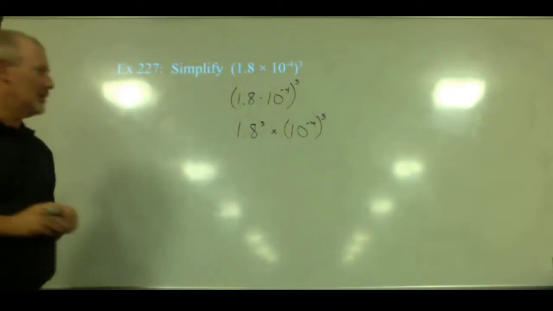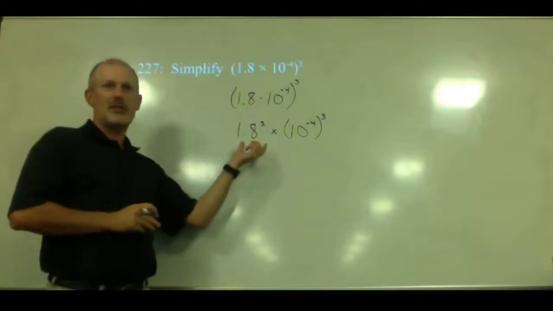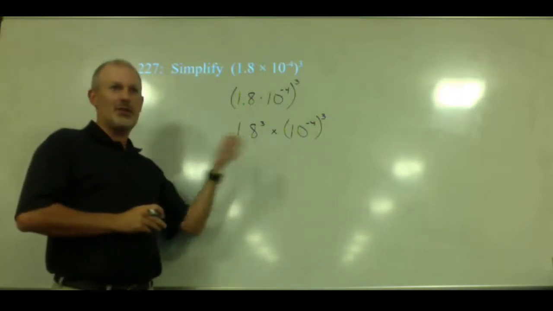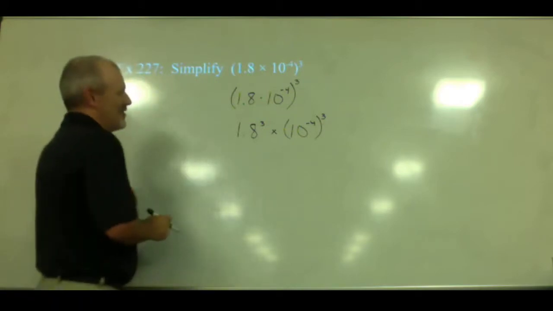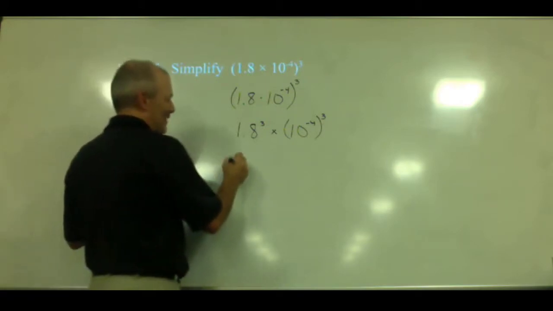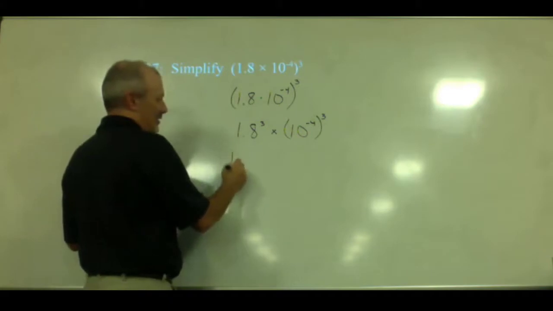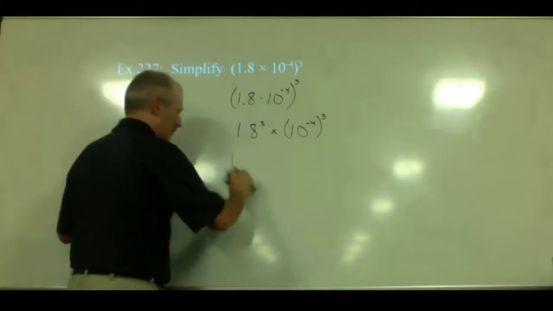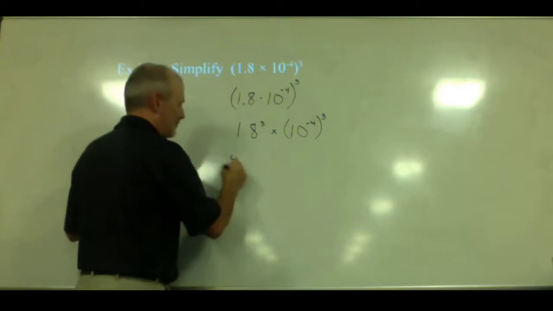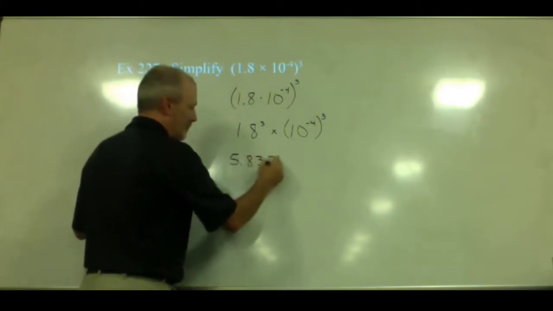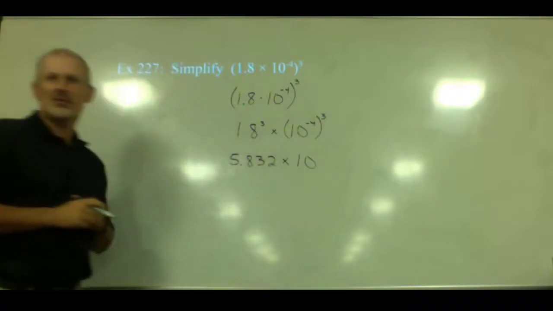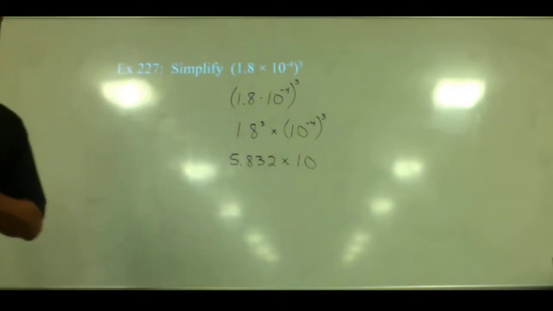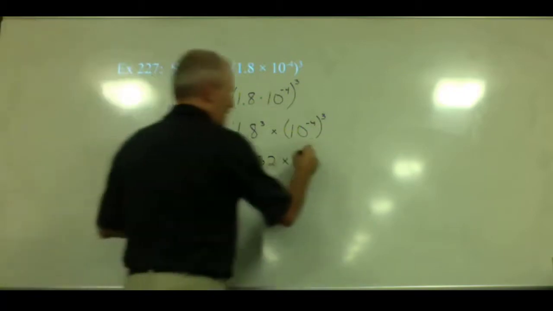So if somebody could grab their calculator and do 1.8 cubed. We're going to have some decimal points here, but that's okay. 5.832 times 10. And then what will happen with our exponent here? What's the rule? Multiply. So negative 4 times 3 is going to give us negative 12.